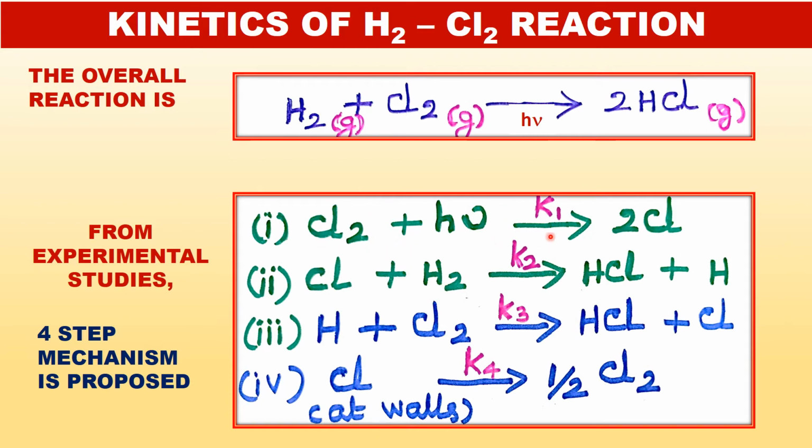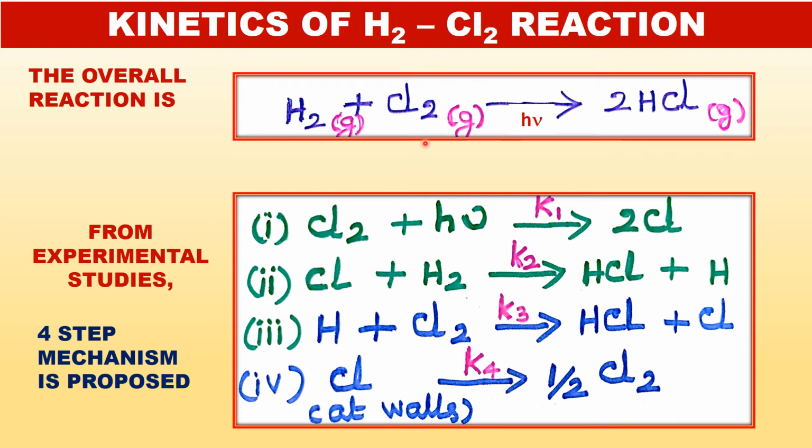In the first step, chlorine interacts with the light to give two chlorine atoms. Highly reactive transient chlorine atoms are produced.